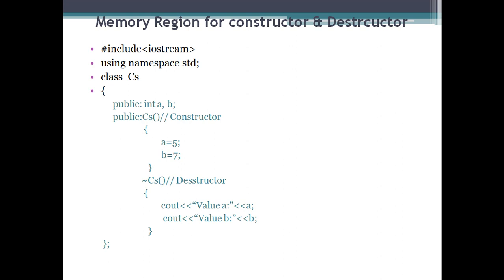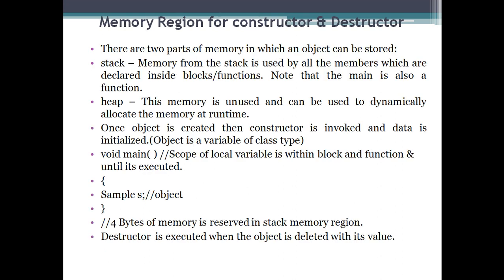Since there are two data members, 2 into 2, 4 bytes of memory is going to be created. And the corresponding destructor syntax is again the same as the class name, but it starts with a tilde or negation symbol, and we have just taken one block of code, a cout statement, where the value of A and the value of B is directly going to be printed, right?